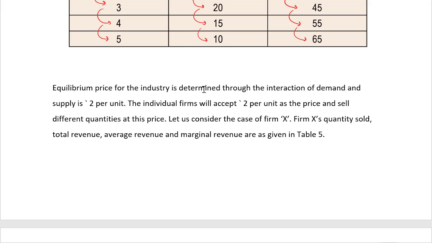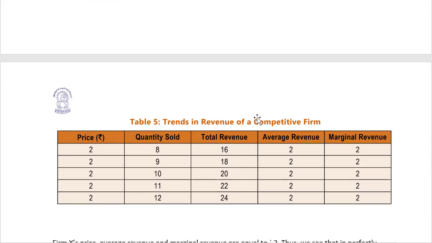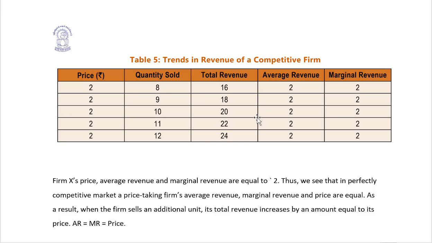The equilibrium price for the industry is determined through the interaction of demand and supply, that is 2 rupees per unit. The individual firm will accept 2 rupees per unit as the price and sell different quantities at this price. Let us consider firm X: quantity sold, total revenue, average revenue and marginal revenue, as shown in table 5. The price is 2. Quantity sold is 8, 9, 10, 11, 12.